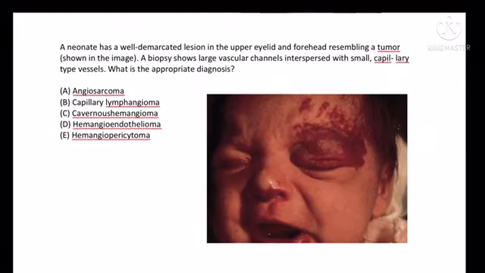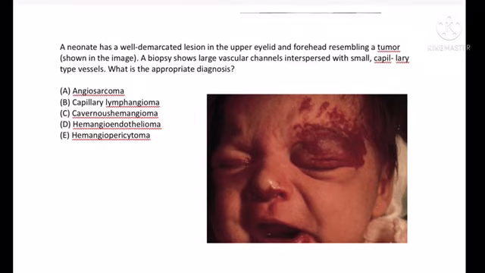The last question of today's is, a neonate has a well-demarcated lesion in the upper eyelid and forehead resembling a tumor as shown in this image. A biopsy shows large vascular channels interspersed with small capillary type vessels. What is the appropriate diagnosis? So if you studied vascular pathologies, there are different types of vasculitis, like large vessel vasculitis, medium vessel vasculitis, and small vessel vasculitis. So this is a type of small vessel lesion, and that is what we call the cavernous hemangioma.